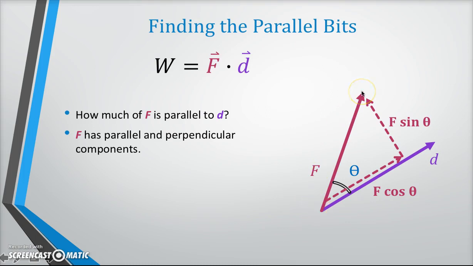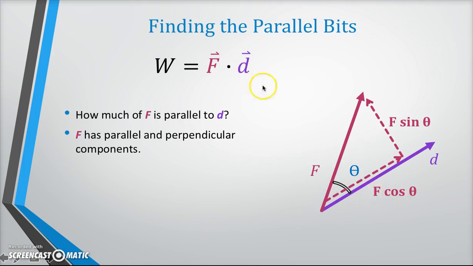F goes in mostly the right direction. F cosine theta goes in the right direction. F sine theta goes in the wrong direction. Our job was to find the parallel bits and multiply them. The parallel part of f, the part that goes in the right direction, is f cosine theta.